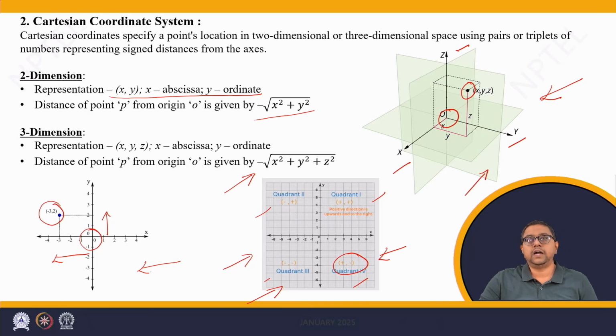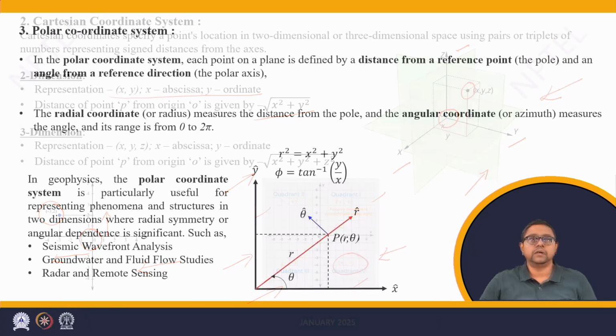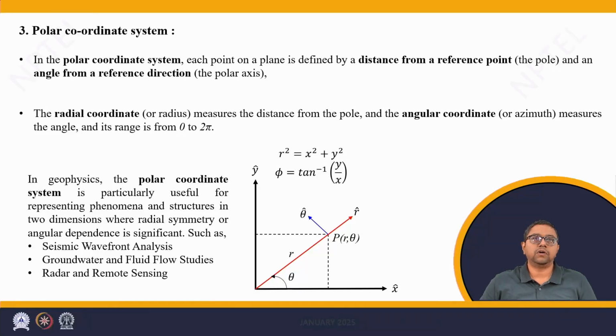These planes are defined such that one of the coordinates remains constant over the entire plane. Moving on to the next coordinate system, we have the polar coordinate system. Now, in geophysics, Cartesian coordinate systems are used for local approaches where a small area is under study, and for systems which are models of relevant geophysical phenomena.